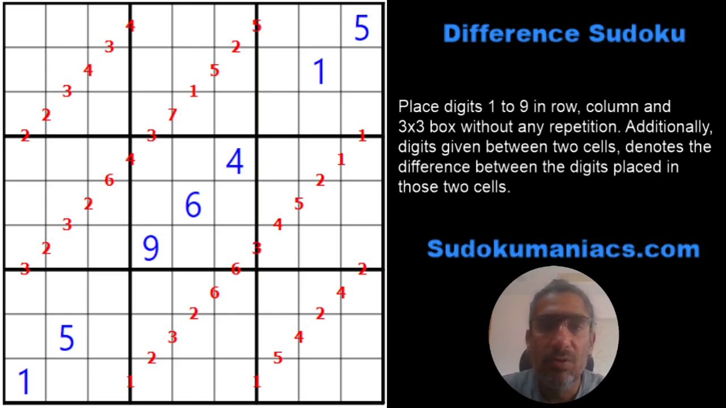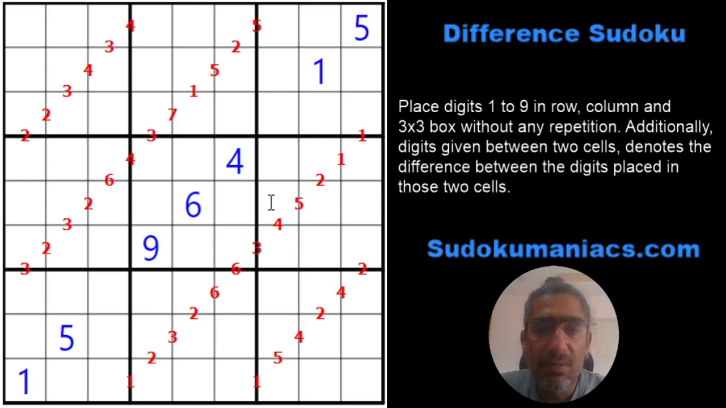Now rules. The rules are basically the rules of classic Sudoku apply. That is, the digits will not repeat in any box, a 3 by 3 box, row or a column. Now additionally, you will see some numbers marked between two cells, here in this case in red. What it means is the two digits that will be placed in those two cells, the difference between those two digits will be the same as the number that has been placed between these two cells.